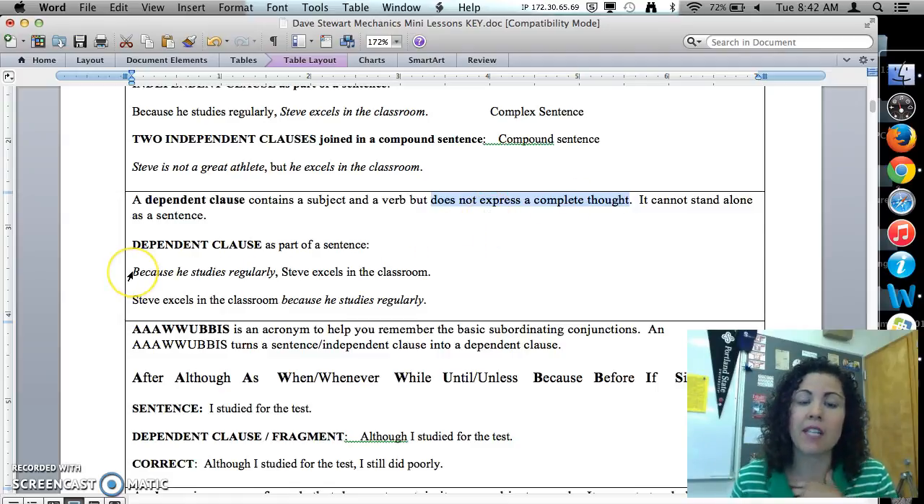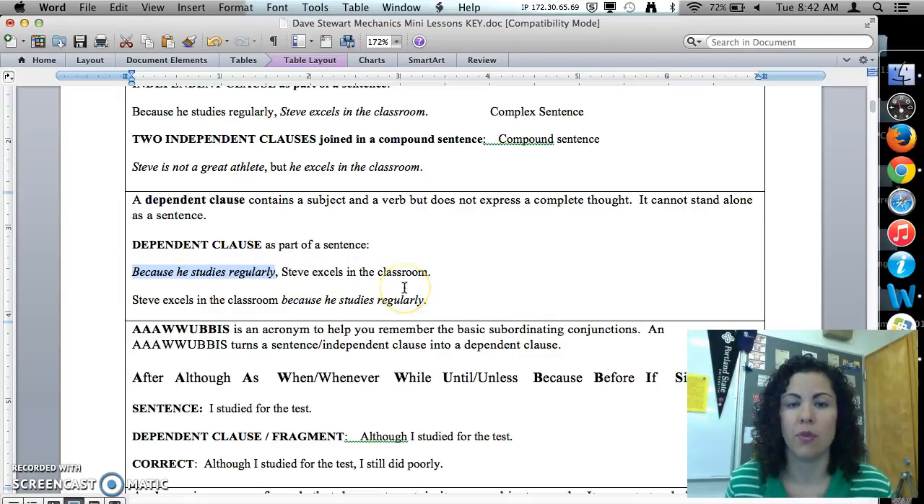Here we have, as part of a sentence: because he studies regularly, Steve excels in the classroom. We can also switch this around: Steve excels in the classroom because he studies regularly. A couple of things I want you to notice. One, it is okay at this point in your academic career to start a sentence with because, as long as it's part of a dependent clause. And notice when you start with because, you have a comma, but when the because is in the middle, the comma disappears. We'll talk more about this.